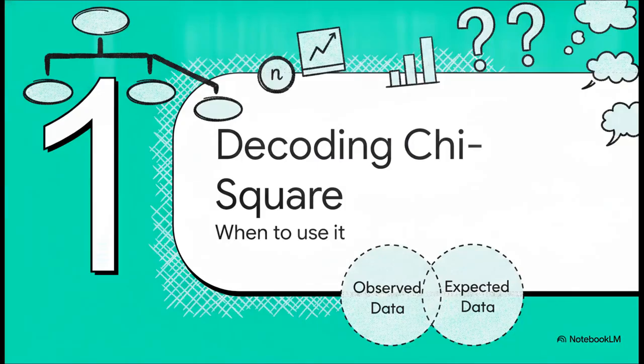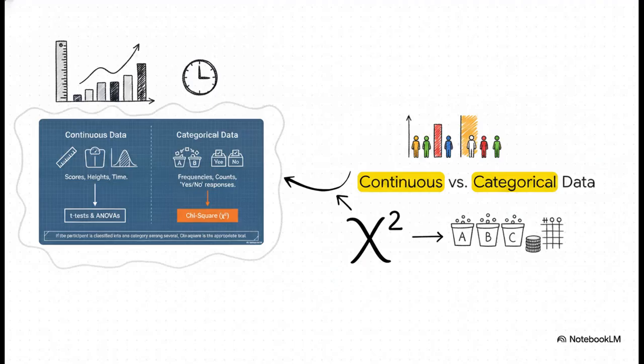Section 1. Decoding the chi-square test. Right off the bat, let's establish exactly when you even need to reach for a chi-square test instead of the other statistical tools you probably already have in your toolkit. The distinction here is crystal clear. Think about continuous data, things you actually measure, like test scores, heights, or time. When you've got continuous data, you're usually firing up a t-test or an ANOVA.